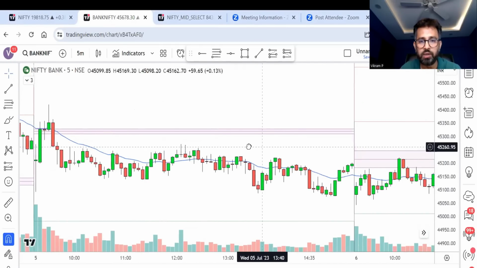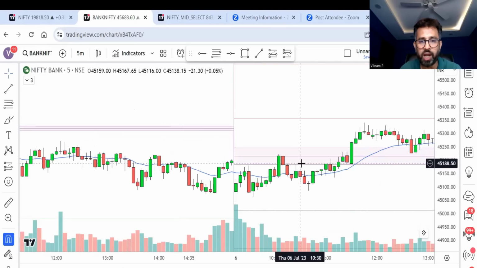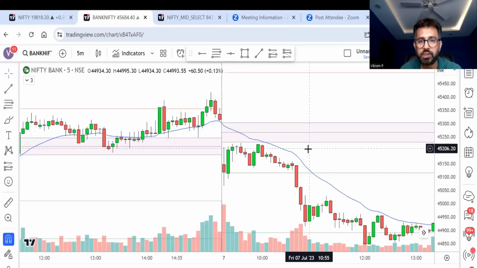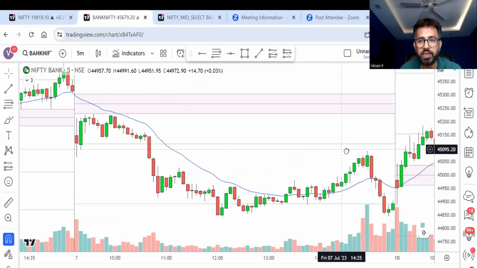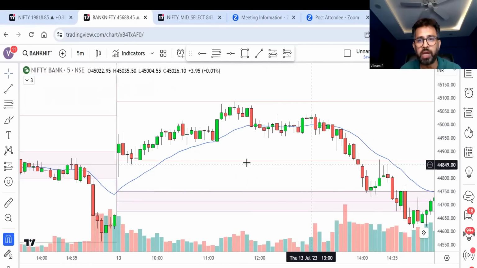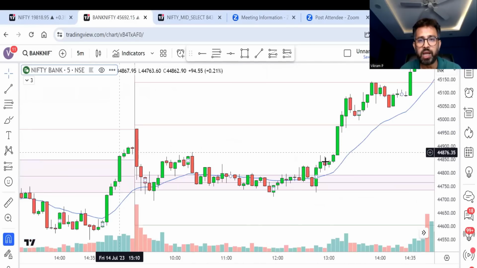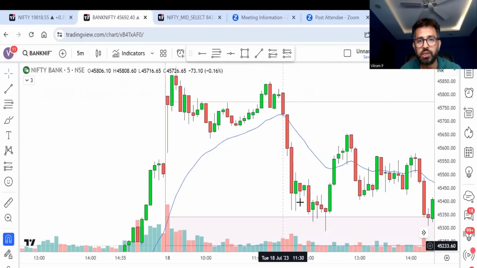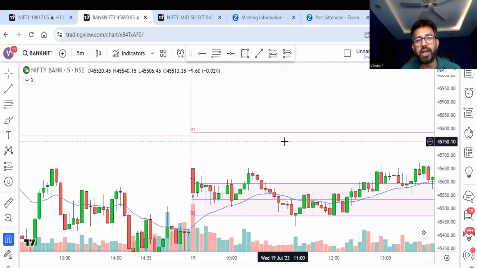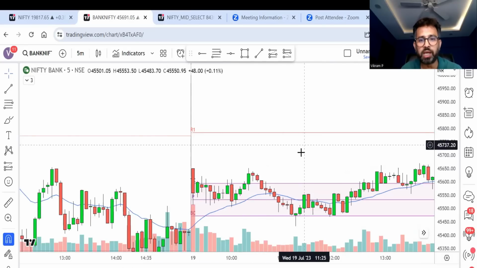No, 5th July was not a wide initial balance. 6th was not a wide initial balance. 7th was not a wide initial balance. So there is no wide initial balance on the following days. 18th also no wide initial balance, and 19th also we did not have a wide initial balance. So overall, in the month of July, only 2 days we got it till the 19th of July.